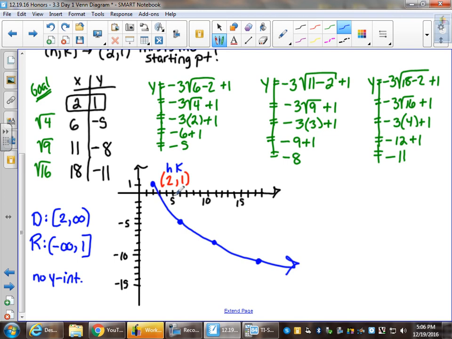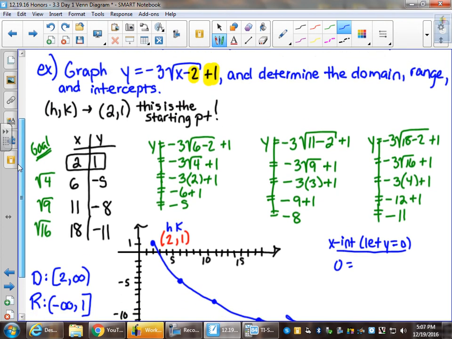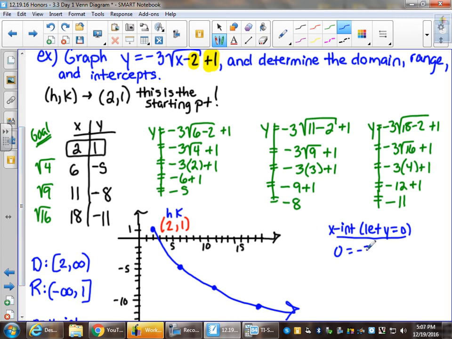So really think about what it means for something to be an x-intercept. It means that you want to go left or right, but you do not want to go up or down. So to find the x-intercept, let y equal 0. So let's calculate. 0 equals -3 times the square root of x minus 2, x minus 2 underneath the radical, plus 1.